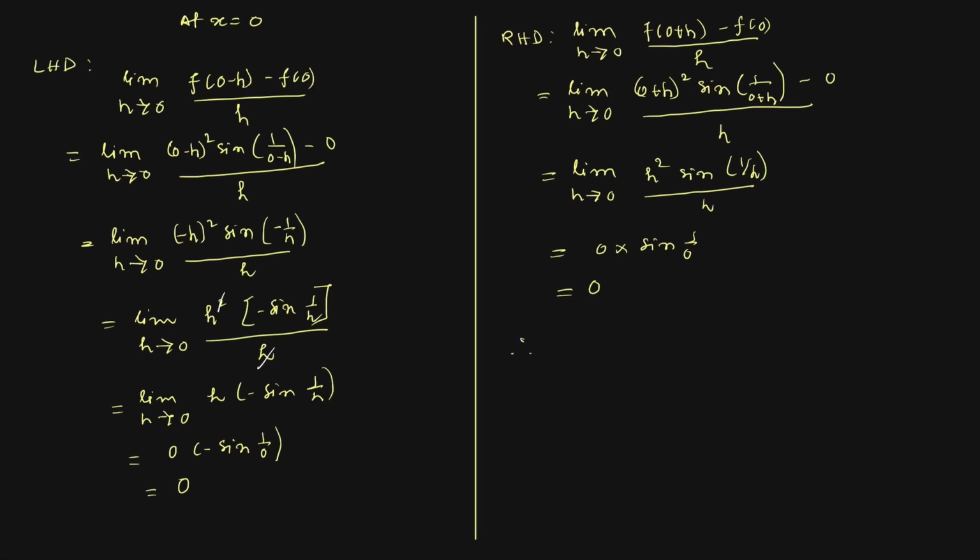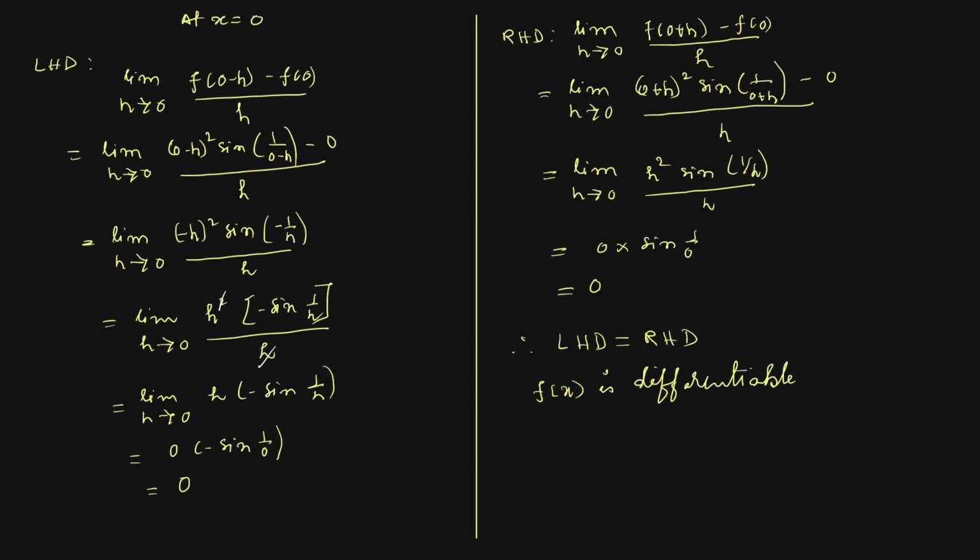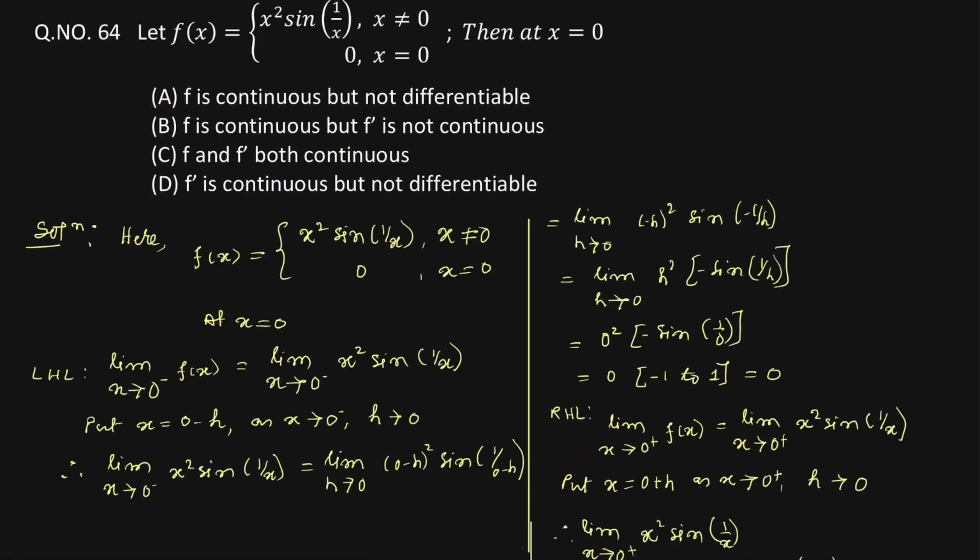So therefore the left-handed derivative is equal to the right-handed derivative, so the function f of x is differentiable. So till now we get that the function f of x is continuous and differentiable. So option number A is not correct and option number D is also not correct. So our answer is B or C.